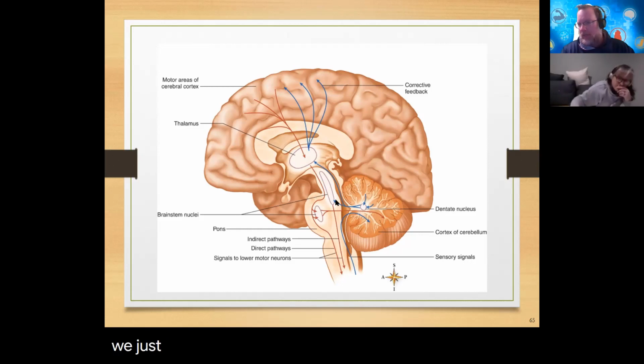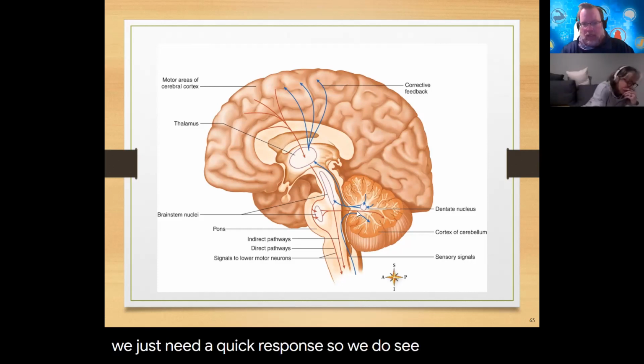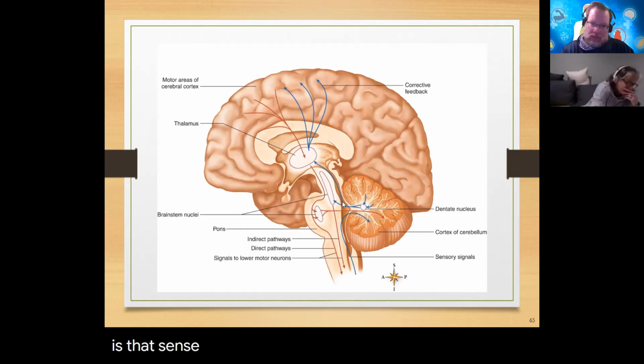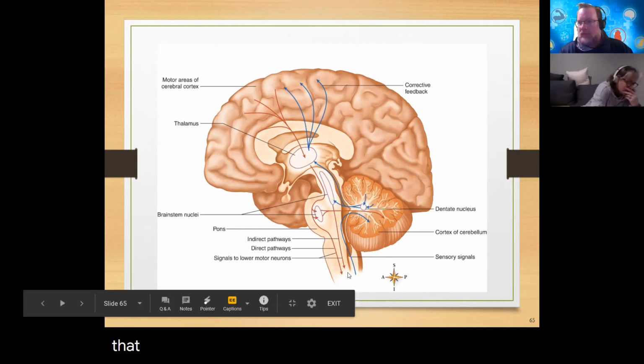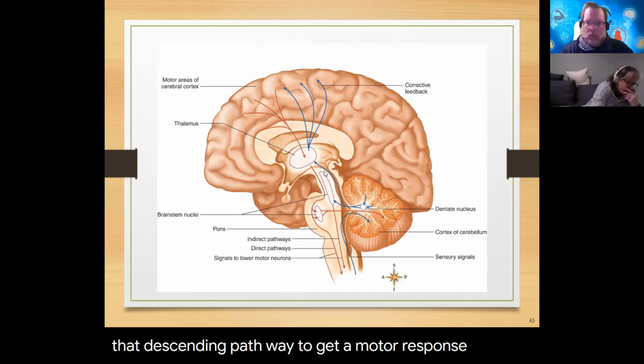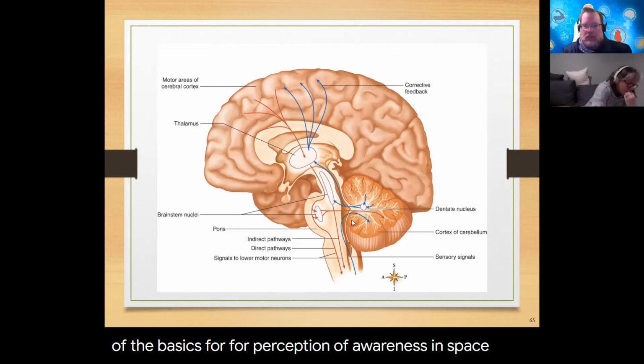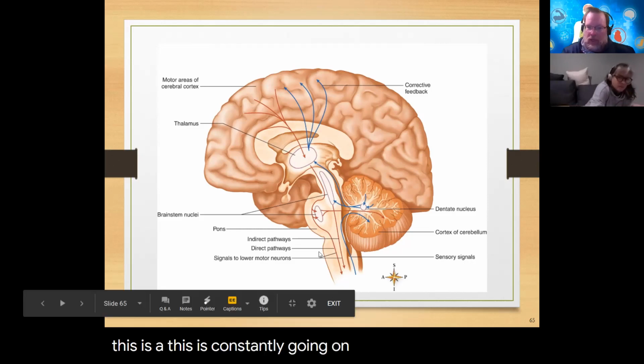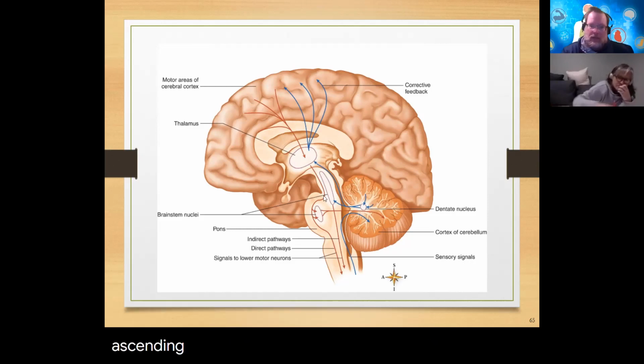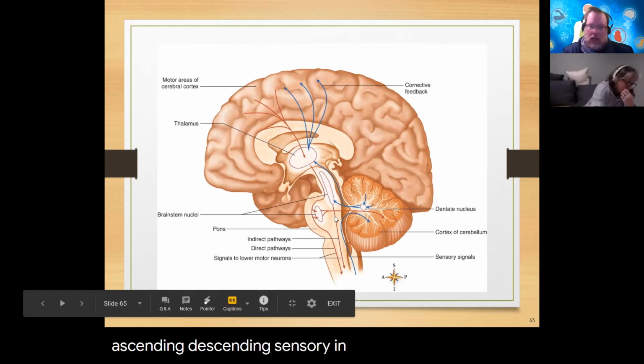Sometimes, again, we just need a quick response. So we do see that, as that sensory leaves the cerebellum, sometimes it'll just go right to the brainstem, and then notice we can start that descending pathway to get a motor response. So we don't even involve the cerebrum. This again would be some of the basics for perception of awareness in space. So this is constantly going on. This relay station, ascending, descending, sensory in, motor out. Okay.